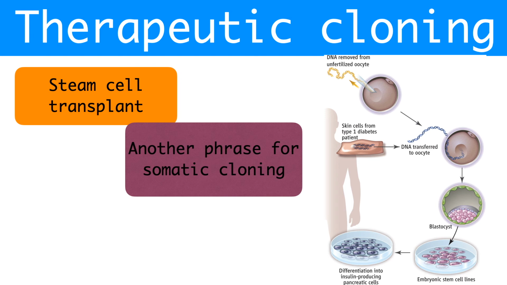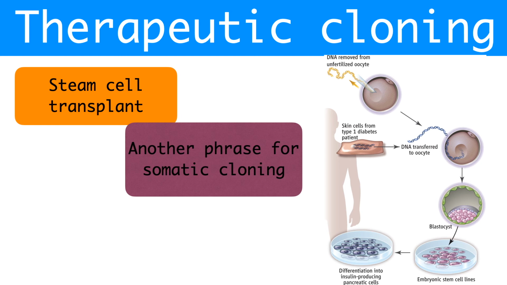Therapeutic cloning is the process of making embryonic stem cells, and those embryonic stem cells should have the same DNA as the donor cells. This method of cloning is used to understand disease and to develop treatment for that disease. This cloning is usually called a stem cell transplant. I have already mentioned that somatic cloning sometimes reflects into therapeutic cloning, so sometimes therapeutic cloning is used as another phrase for somatic cloning. Anyway, how is therapeutic cloning done?